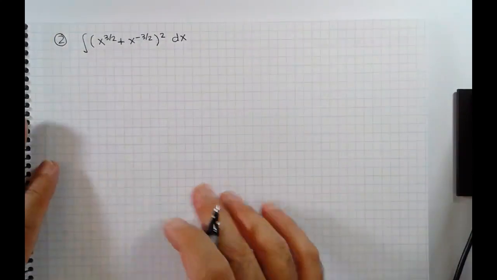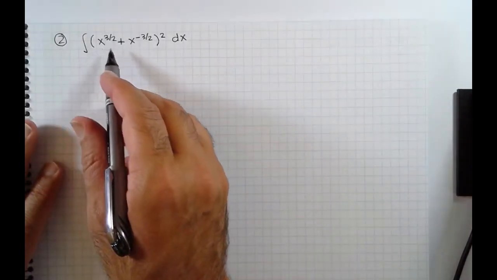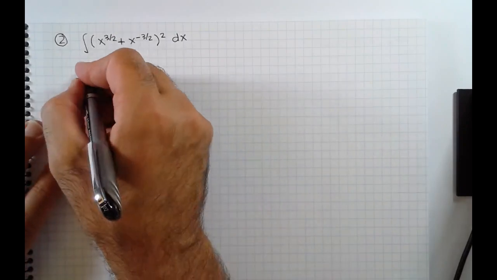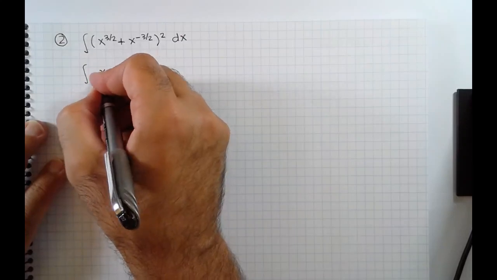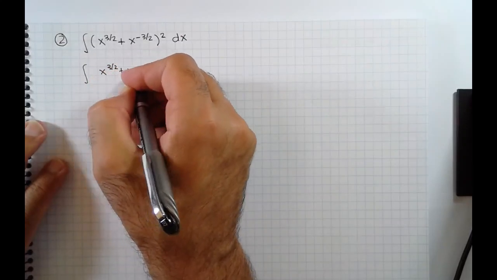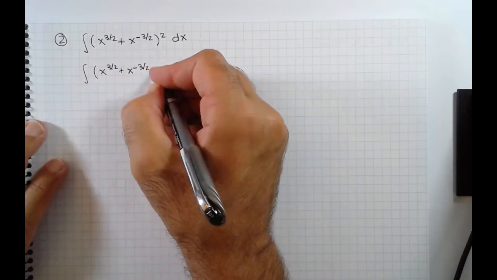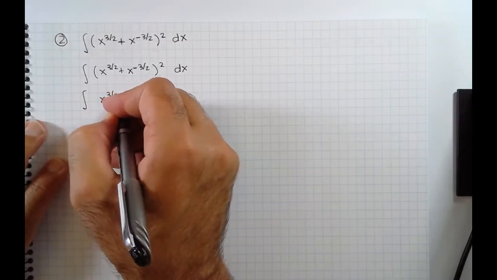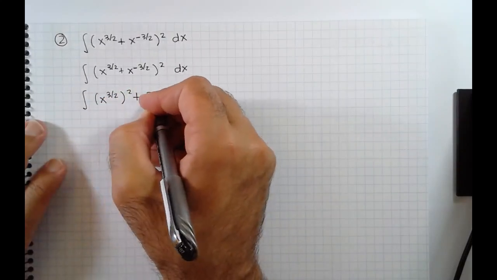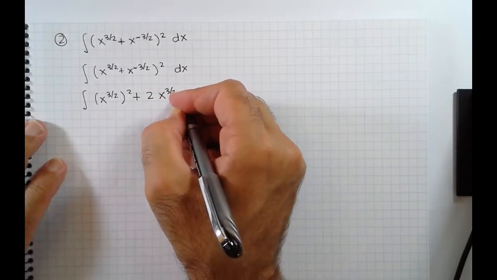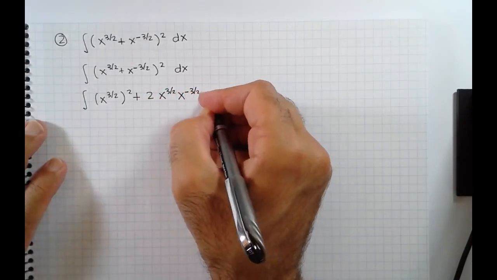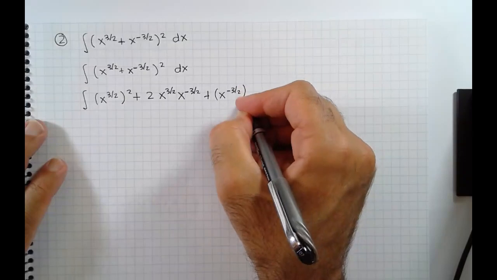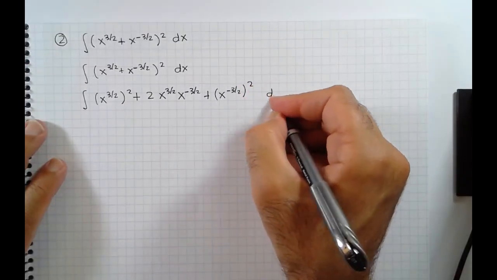Okay, let's look at number 2. Here we have x to the 3 halves plus x to the minus 3 halves, all squared, integrated with respect to x. The first thing we want to do is simplify inside the integrand. So I'm going to fold this out: x to the 3 halves plus x to the negative 3 halves all squared dx. That's going to give us x to the 3 over 2 all squared plus 2 times x to the 3 halves times x to the minus 3 halves plus this term squared, that's x to the negative 3 over 2, the whole thing squared. And that's with respect to x.